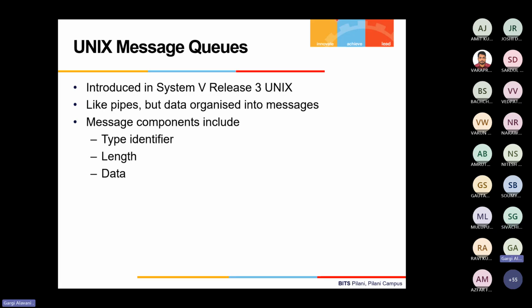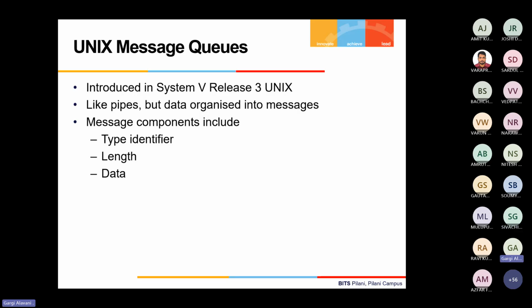The next one, which is very popular, is message queues. Like pipes, they allow data to be passed between processes, but there is a key difference. Unlike pipes, message queues organize data into discrete, self-contained messages rather than a continuous byte stream.